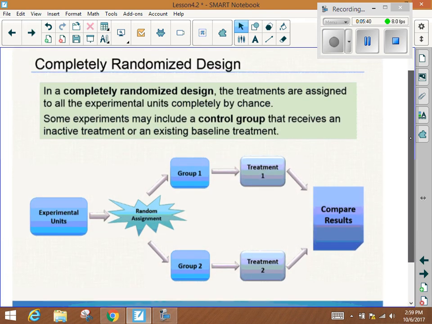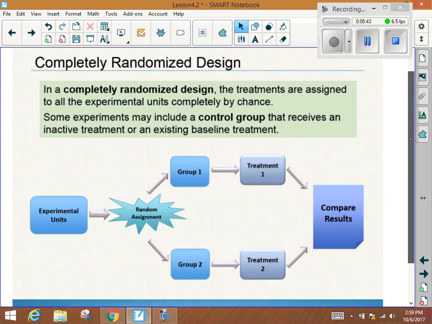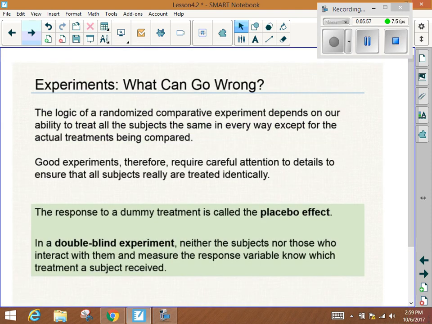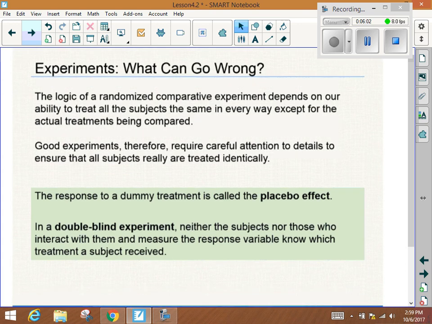All right, here's a wonderful flow chart that shows you how to do this. All right, so in our completely randomized design, this is the way you're going to have to do your experiments. These are also things that you're probably very familiar with.